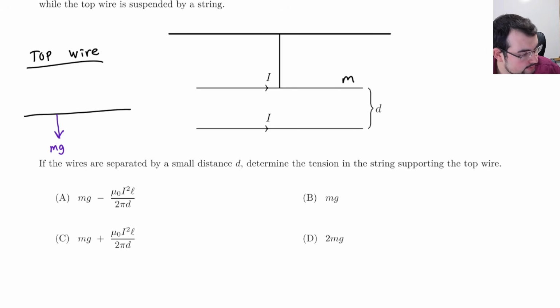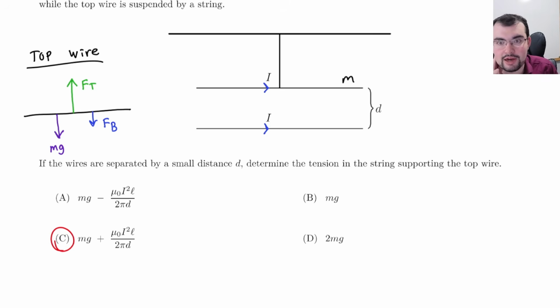Well, also, we know that like currents attract each other. It's not like positive, negative with charges. Like currents actually attract each other. So there's actually going to be a net magnetic force down. So that must mean that the tension in the string has to support not only the weight of the wire, but also a little bit extra. So that's going to be answer choice C.